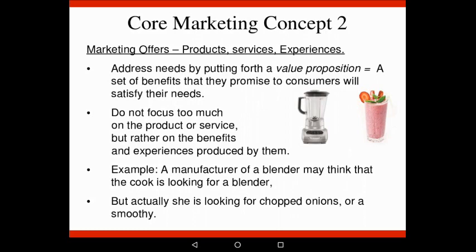So as marketers, we don't sell blenders, we sell the opportunity that customers can have to make their own smoothies, and it's in the form of a blender. Does that make sense? We don't sell blenders, we don't sell smoothies, but we sell the opportunity to make smoothies, the opportunity to chop those onions without them making you cry. That's what we're selling. The benefits of the blender, not the blender itself.